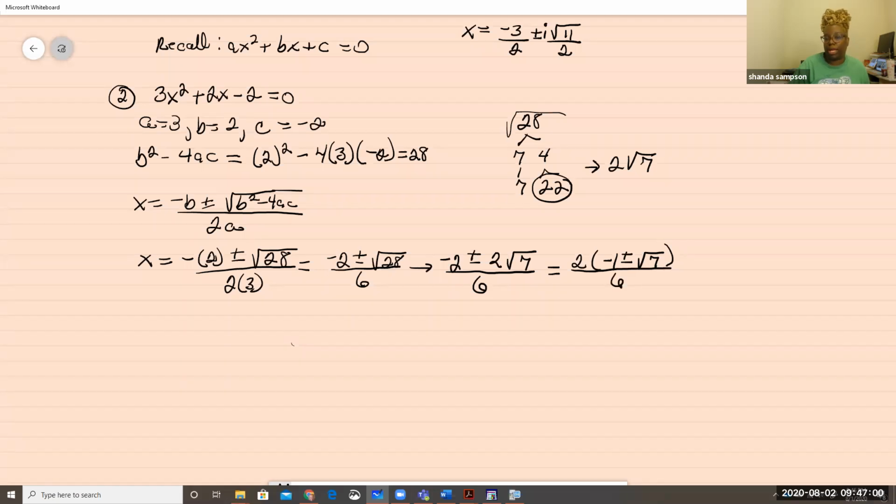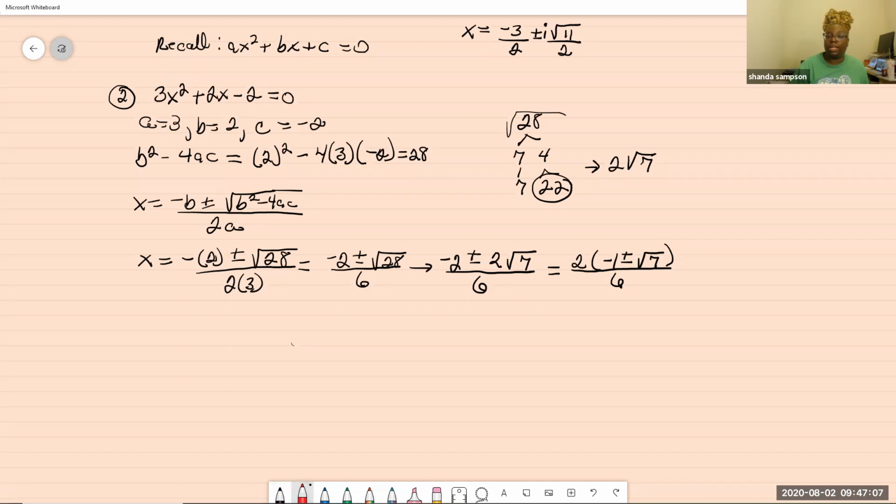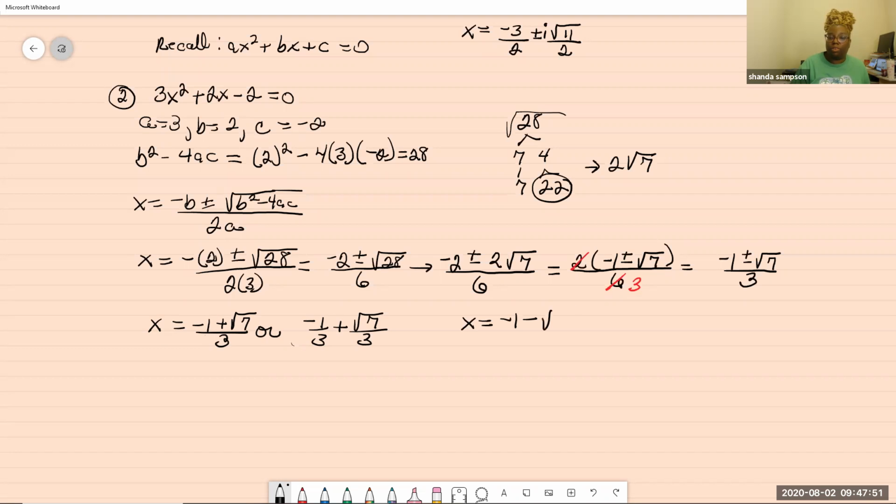Why did I do that? Remember, if I multiply this back out, I'm going to get this original one. But then that allows me to do what? To reduce, right? 2 goes into 2 once. 2 goes into 6 3 times. So now I have negative 1 plus or minus the square root of 7 over 3. And if I want to write my two answers, depending on how you want to write it, you can write x equals negative 1 plus radical 7 over 3. Or, depending on your instructor, negative 1 over 3 plus radical 7 over 3. And then you have your other half, x equals negative 1 minus radical 7 over 3.